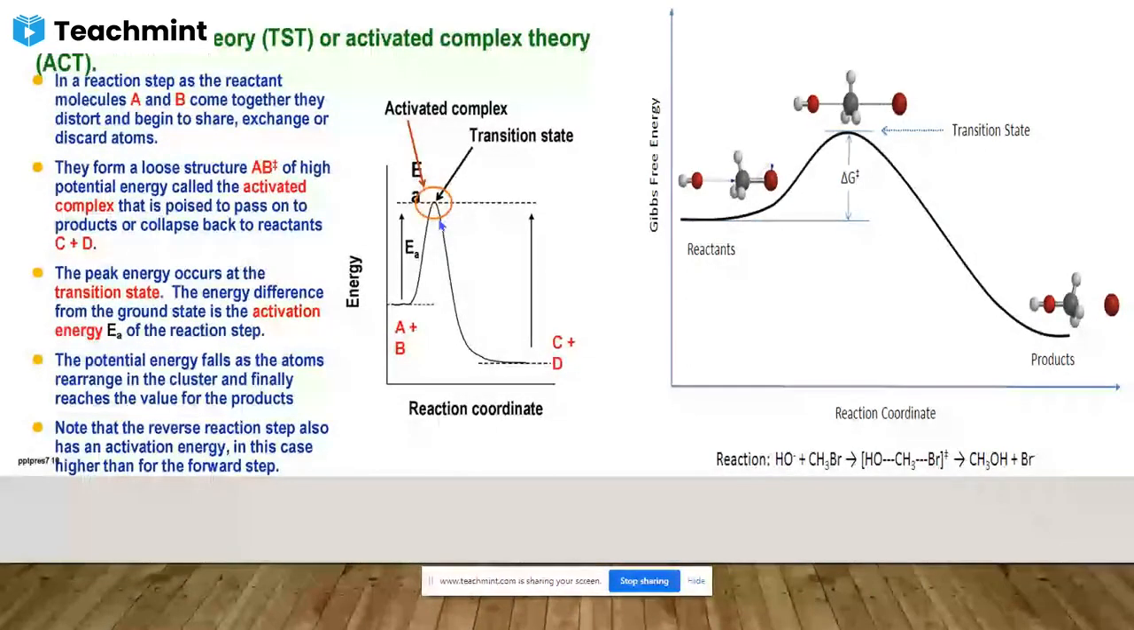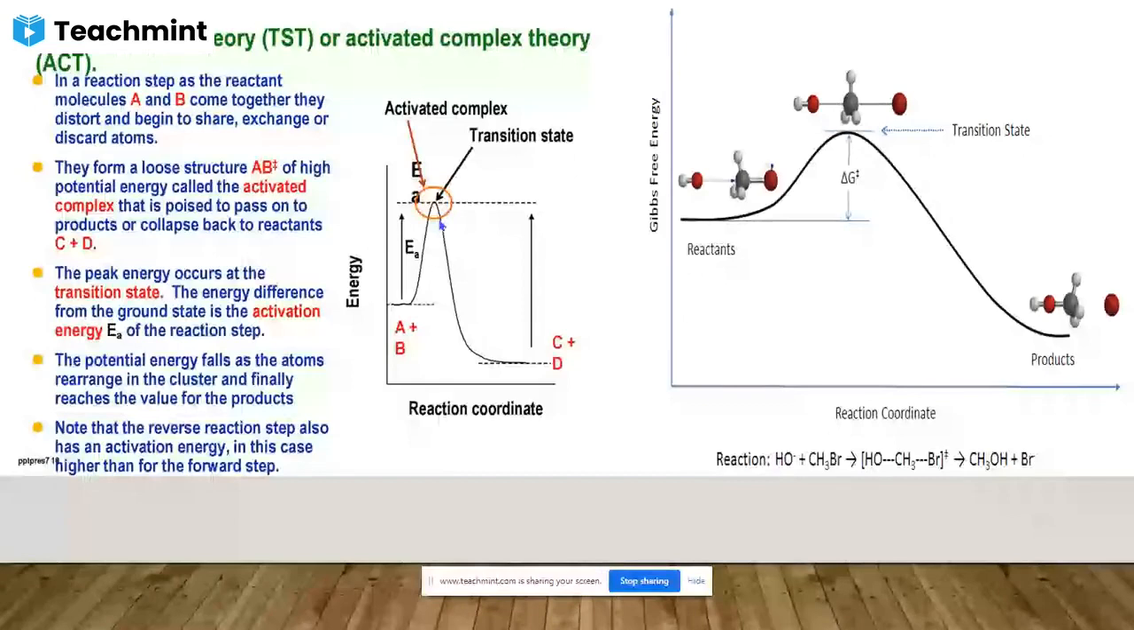The peak of this energy between the molecules, the peak, is the Ea, that is the energy of activation. So the potential energy falls as the atoms rearrange and finally come to the products, that is the conversion into C plus D.